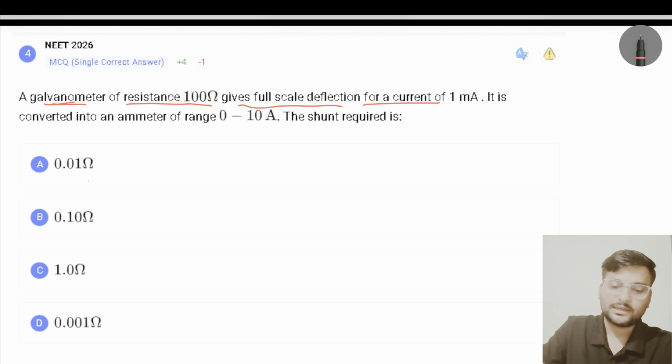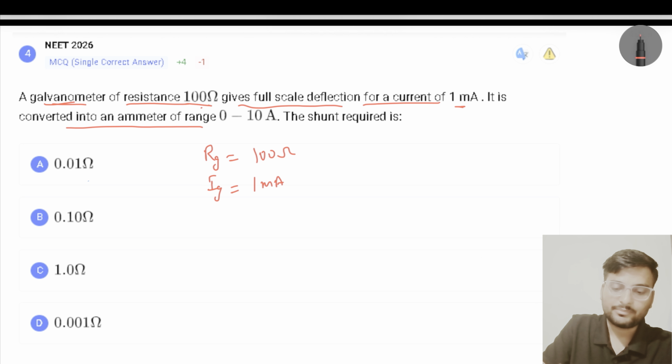They say that a galvanometer resistance is given to you, R of galvanometer is 100 ohm. The full scale deflection current in the galvanometer is given as 1 milliampere. It is converted into an ammeter of this range: the range of the ammeter, I, is given as 10 ampere. They ask what is the shunt resistance, R SH.